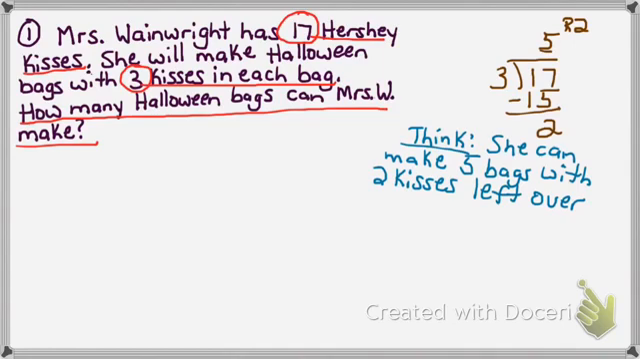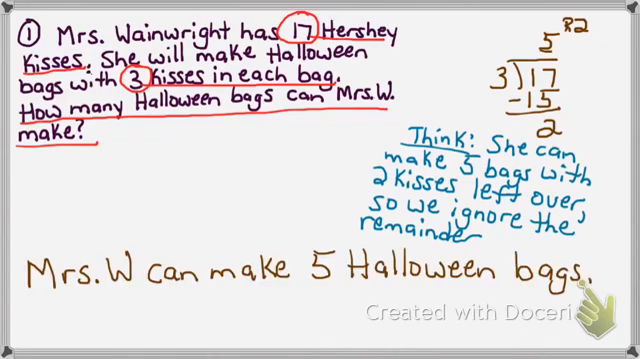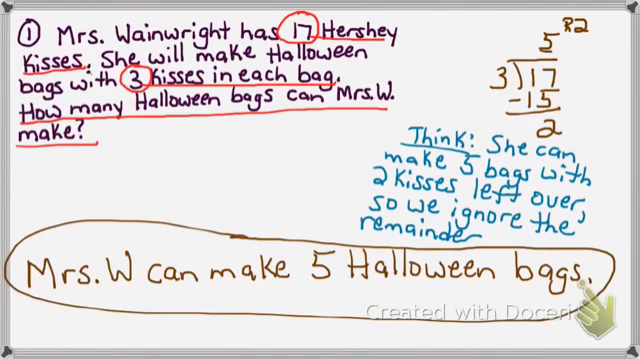Now she's making Halloween bags. Would it make sense to take those 2 leftover kisses and break them up into tiny little pieces and put tiny little pieces in a Halloween bag? Of course not. Nobody's going to eat Halloween candy out of a bag with its tiny little pieces. So for this problem, we will ignore the remainder. The question says, how many bags can Mrs. Wainwright make? And the answer is Mrs. Wainwright can make 5 Halloween bags.